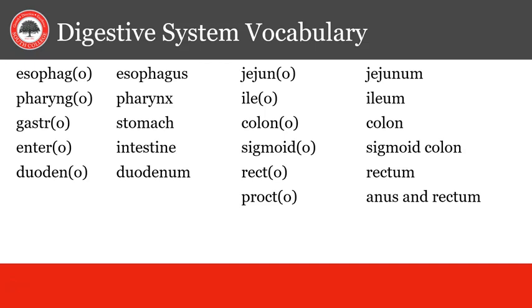Duodeno refers to the duodenum, or first portion of the small intestine. Jejuno refers to the jejunum, which is the second portion of the small bowel, and ileo to the ileum, or the third and last part of the small intestine. Colo or colono refers to the colon, sigmoido to the sigmoid colon, and lastly recto and procto to the rectum and anus.